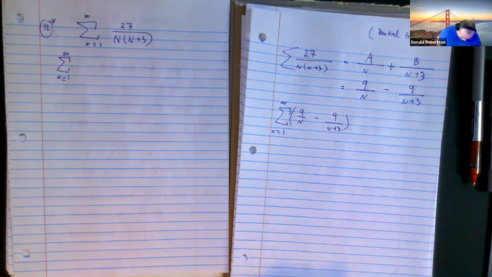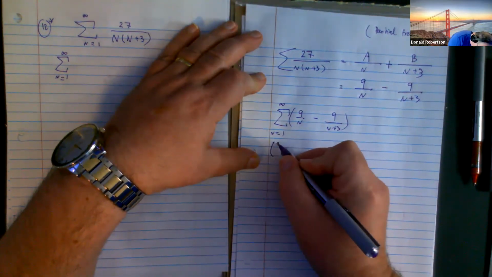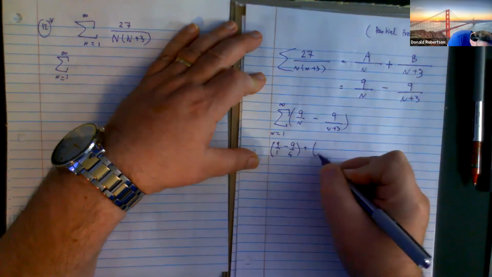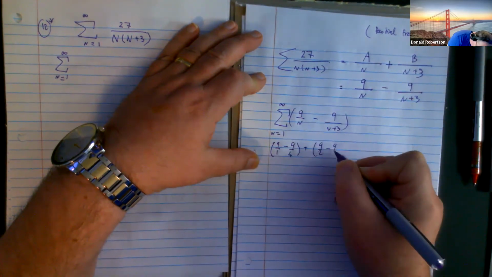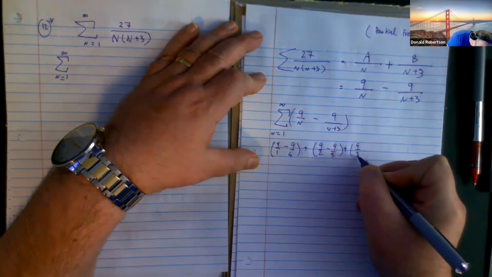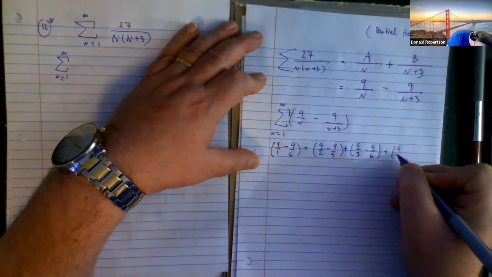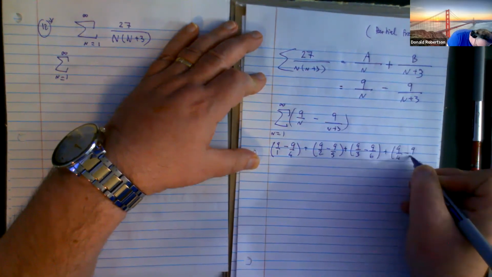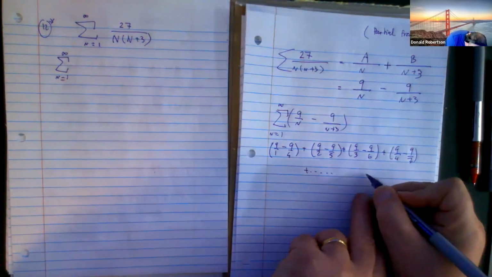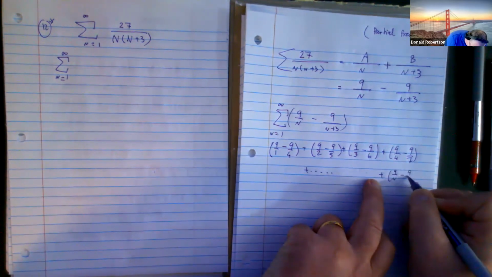So let's just do the telescoping thing. If you plug in n equals 1, you get that guy. If you plug in n equals 2, you get that guy. If you plug in n equals 3, you get that guy. If you plug in n equals 4, you get that guy, forever. And then you would finish with the last guy, which is this fella.